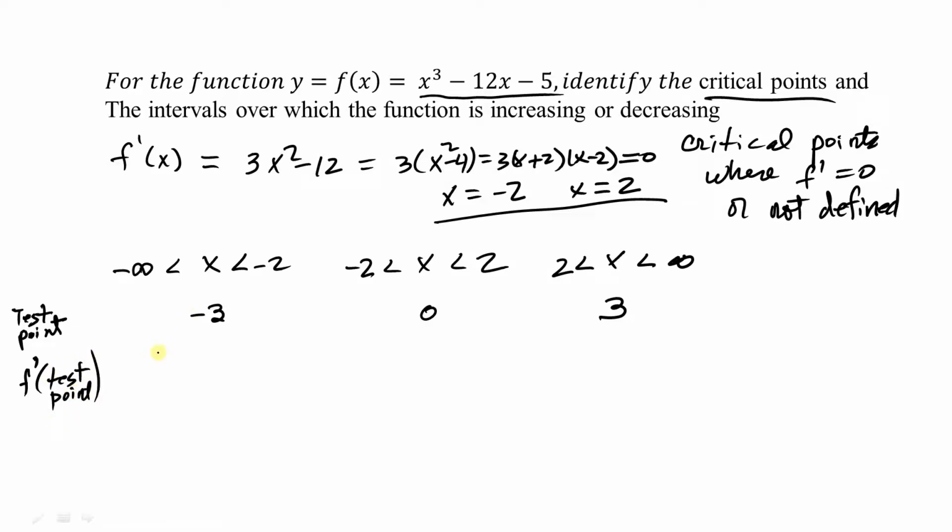So f prime at -3, looking at what f prime is, would be 3 times -1 times -5 equals 15. This is more than 0, so the function is increasing.